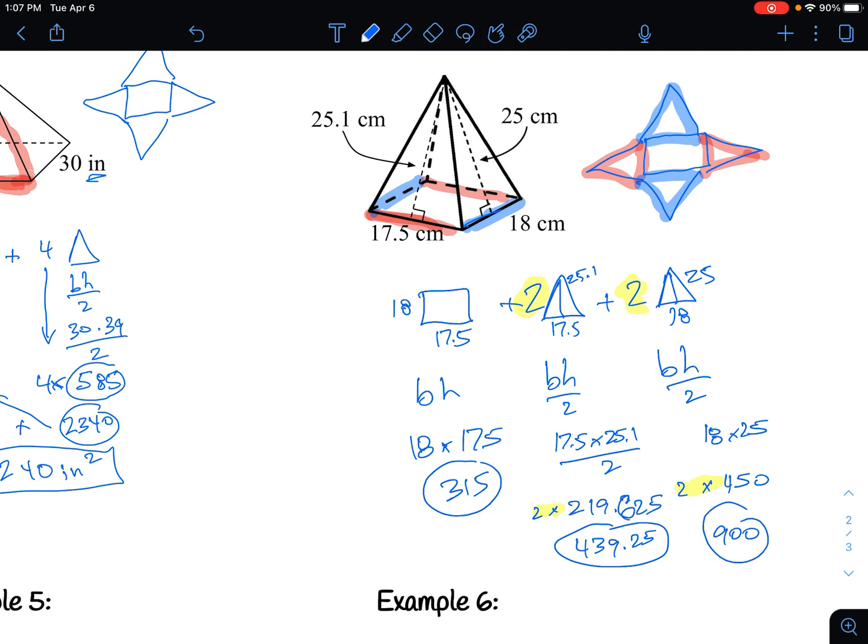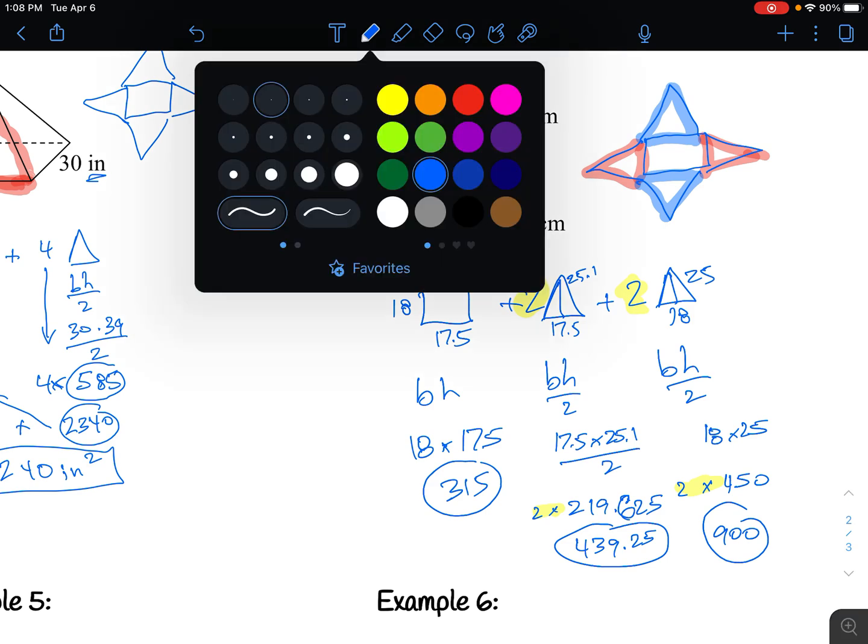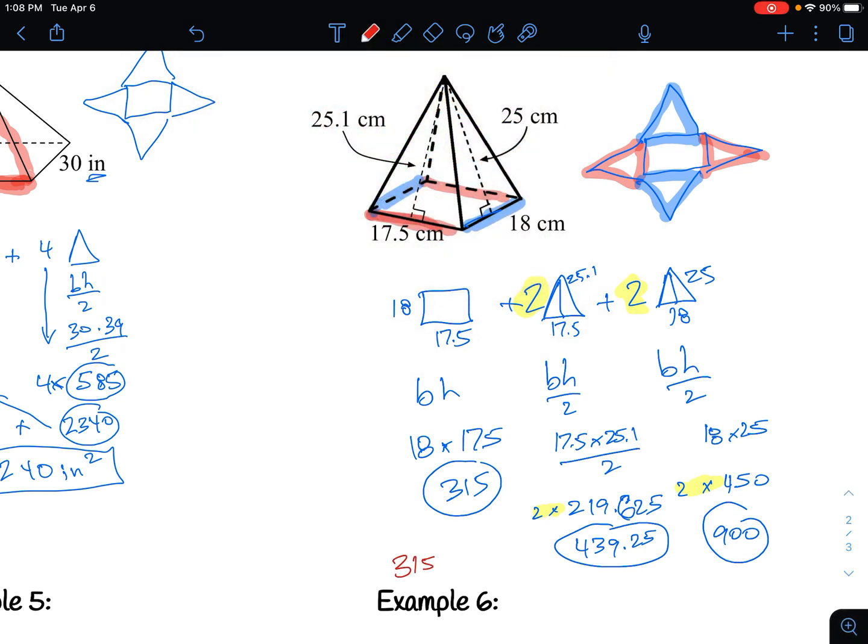Now I'm not done here. Remember, I still have to add this number plus this number plus this number. So 315 plus 439.25 plus 900, and that is going to equal 1204.25 centimeters squared.